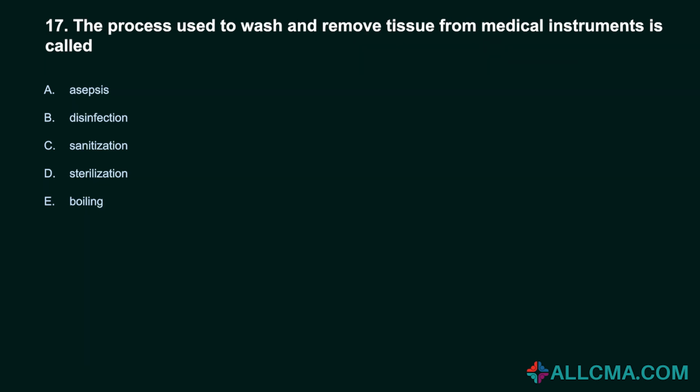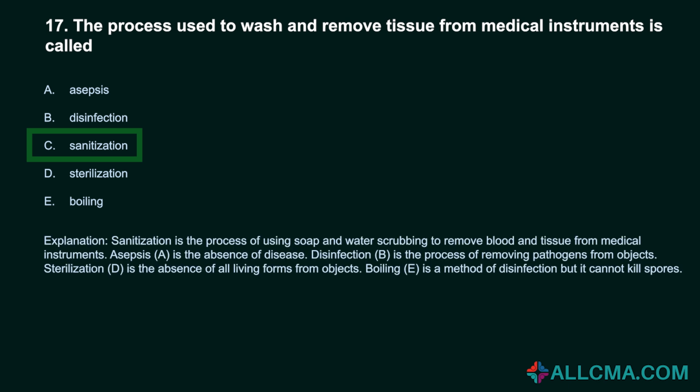17. The process used to wash and remove tissue from medical instruments is called: A. Asepsis, B. Disinfection, C. Sanitization, D. Sterilization, E. Boiling. Correct answer, C. Sanitization. Sanitization is the process of using soap and water scrubbing to remove blood and tissue from medical instruments. Asepsis, A, is the absence of disease. Disinfection, B, is the process of removing pathogens from objects.